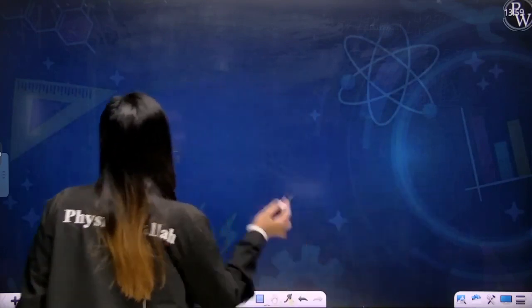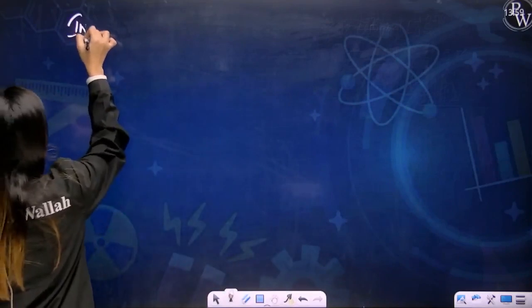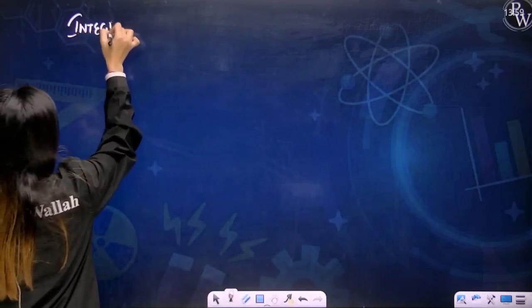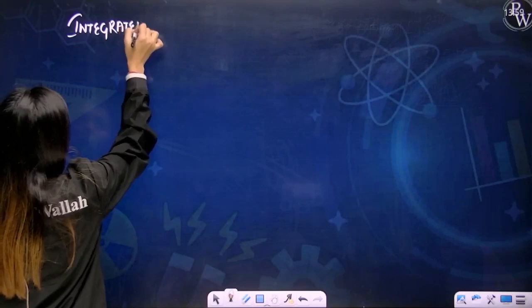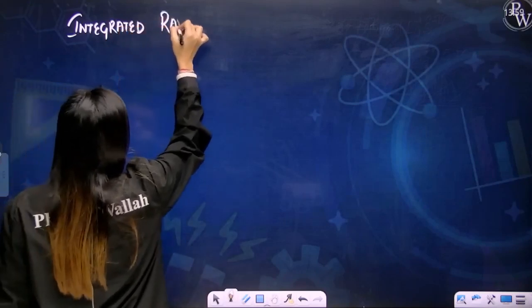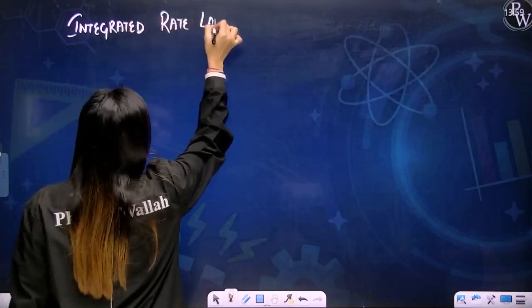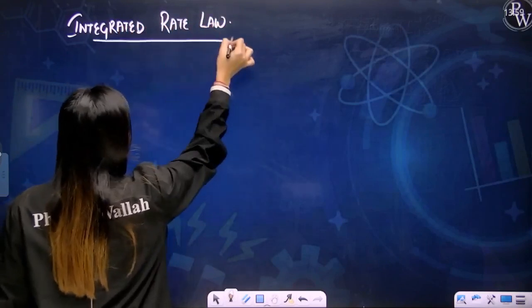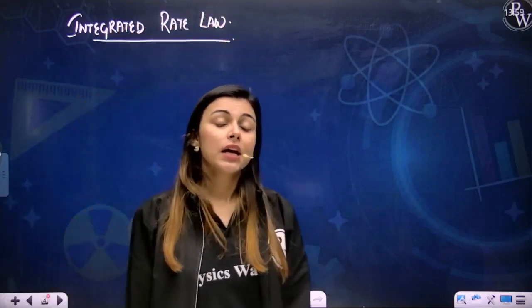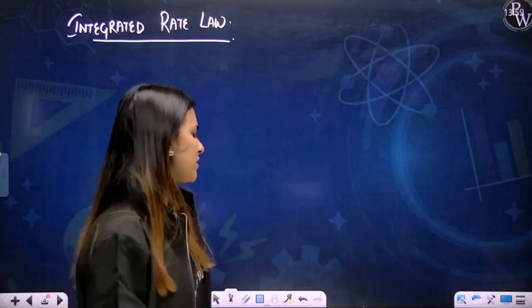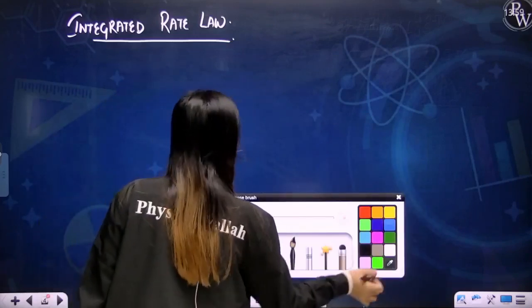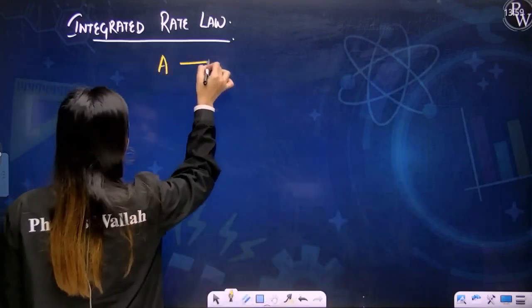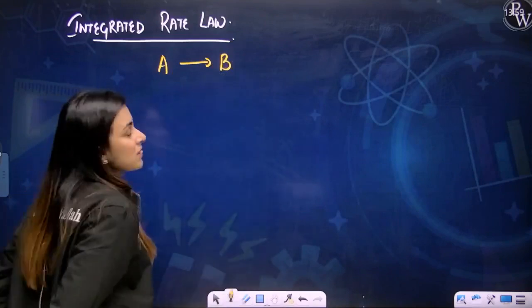First, write the heading, my dear students: Integrated rate law. Okay, so this is the integrated rate law. For this, we need the reaction. So let's write the reaction first. The reaction is from A to B. Okay, so this is the first order reaction.